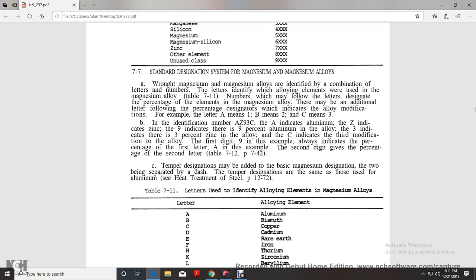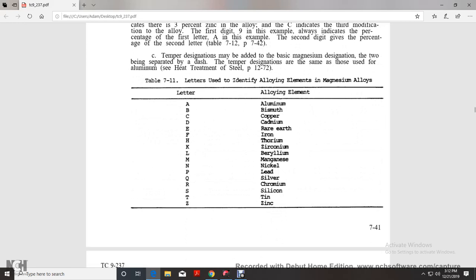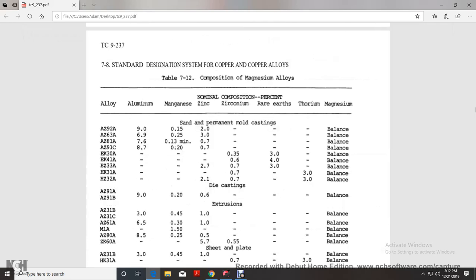The identification of AZ93C: A indicates aluminum, Z indicates zinc, 9 indicates the percent of aluminum in the alloy, 3 indicates the percent of zinc in the alloy, and C indicates the third modification to the alloy. The first digit, 9 in this example, shows the percentage of the first letter, A. The second digit gives the percentage of the second letter. Temper designations may be added to the basic magnesium designation, separated by a dash. Temper designations are the same as those used for aluminum.